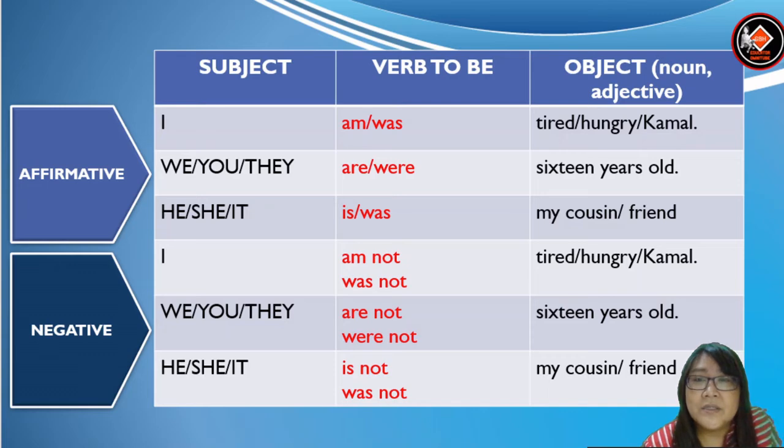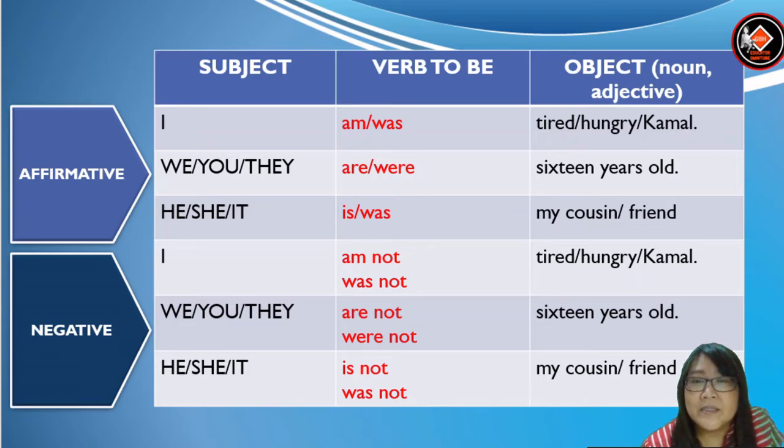Next, we have he, she, it. So here you use the verb to be is for present simple and was for past simple. He is my cousin. She is my friend. Next, you can use for negative. Let's look at I am not, or I was not. So I am not tired. This is present simple. Past simple will be I was not tired.